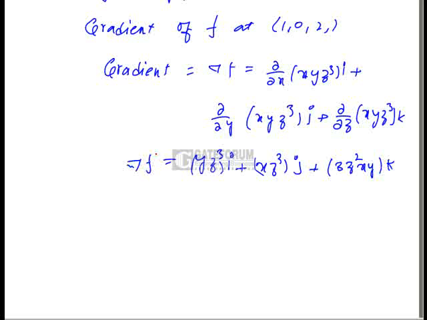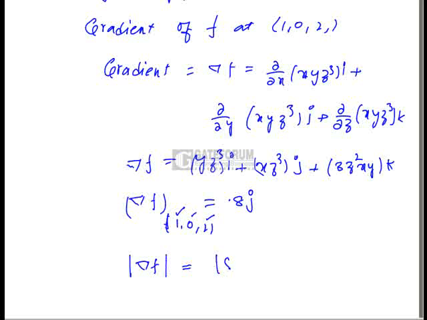which is nothing but delta f. Now delta f at (1, 0, 2) will give you 8j. Just substitute the value of x as 1, y as 0 and z as 2. Now gradient is modulus of delta f, which is equal to modulus of 8j. That is nothing but root over 8 square, which is again 8. So the option B.